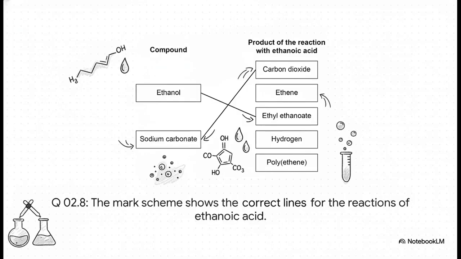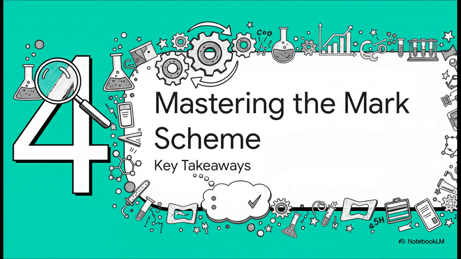Last but not least, it's a little game of connect the dots, chemistry style. We have to match the reactants to their products. So, ethanoic acid plus ethanol. That connects to ethyl ethanoate. And ethanoic acid plus sodium carbonate. That connects to carbon dioxide, a perfect match. And there we have it.